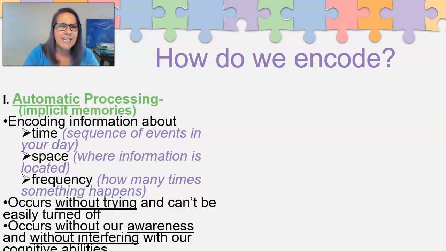You encode information about space, so where information is located. So if you've ever taken a test and you're struggling on an answer and you're like, oh God, I can picture it perfectly where it is in my notes, I just can't think of the answer, that's encoding for space. And then frequency, how many times something happens. And again, it occurs without trying, and it can't be easily turned off.